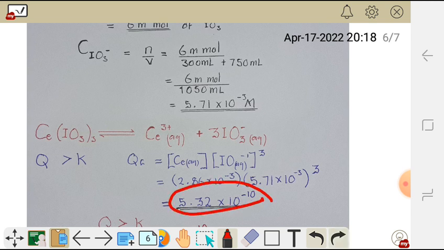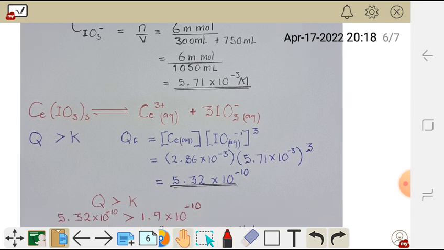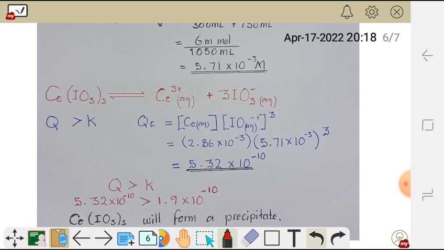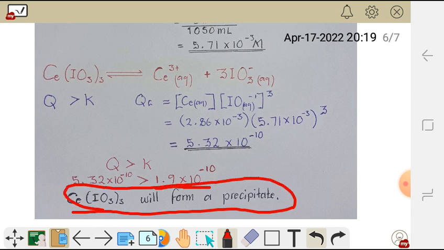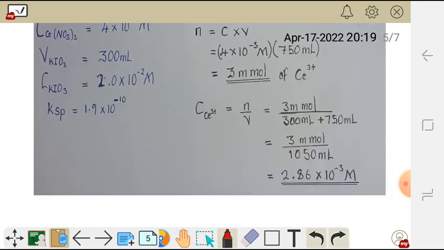So we compare our QC here with our KSP. Our KSP was given as 1.9 × 10^-10, and we have found that ours is 5.32 × 10^-10. This shows that our QC is greater than our KSP, meaning that if the QC is greater than KSP, then the resulting solution will form a precipitate. So cerium iodate will form a precipitate as a result.